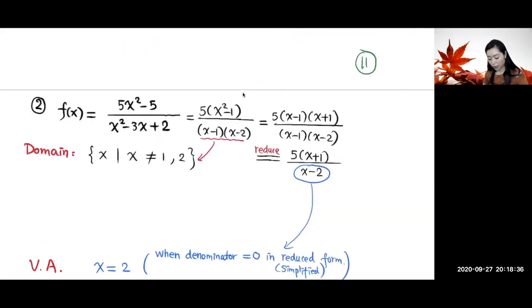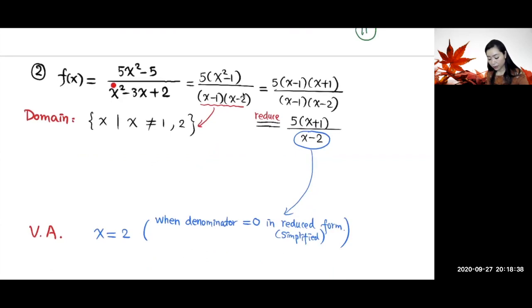Okay, another example. This is a rational function, a polynomial divided by a polynomial. First, let's factor the numerator and denominator. After you factor the numerator and denominator, before you reduce it, you should consider the domain. Look at this denominator here. The denominator cannot equal 0. So x does not equal 1, x does not equal 2. So the domain will be all real numbers such that x does not equal 1 or 2.